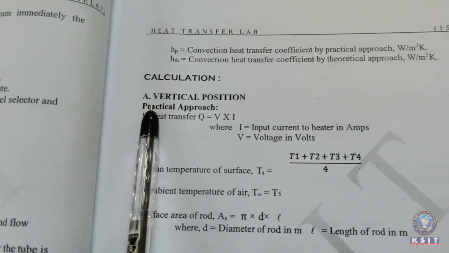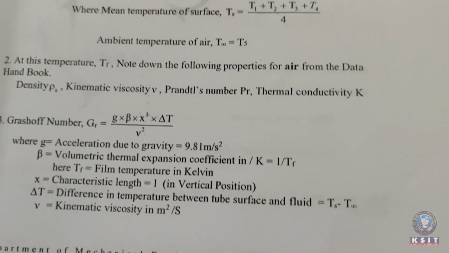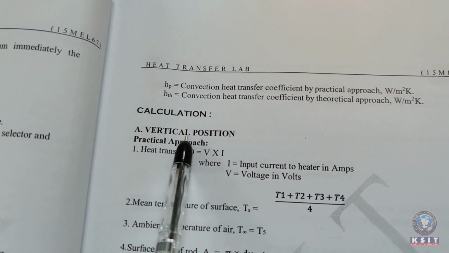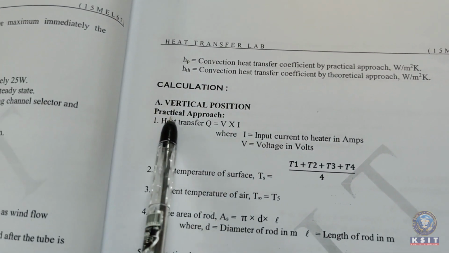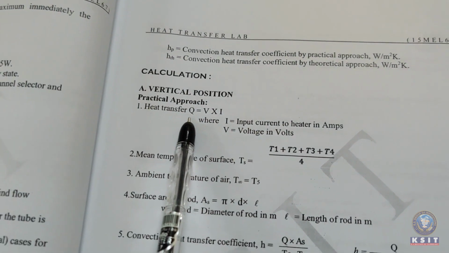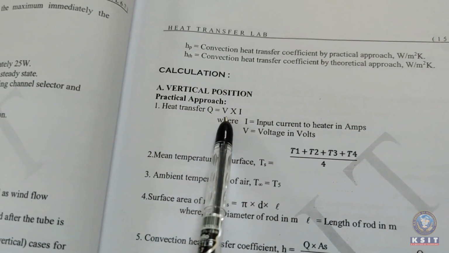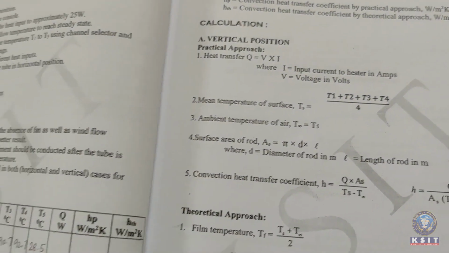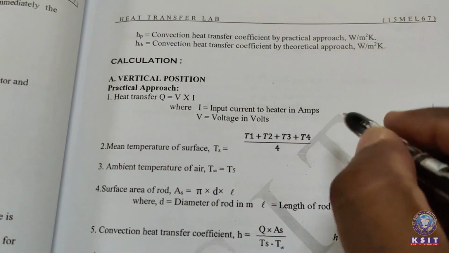That's page number 19, keeping the rod in vertical position. Practical approach: first we have to find how much heat transfer is happening, that is how much is taken by the heater, which is voltage into current. So voltage and current, we have in the first and second column on the previous page. Write that value in watts.